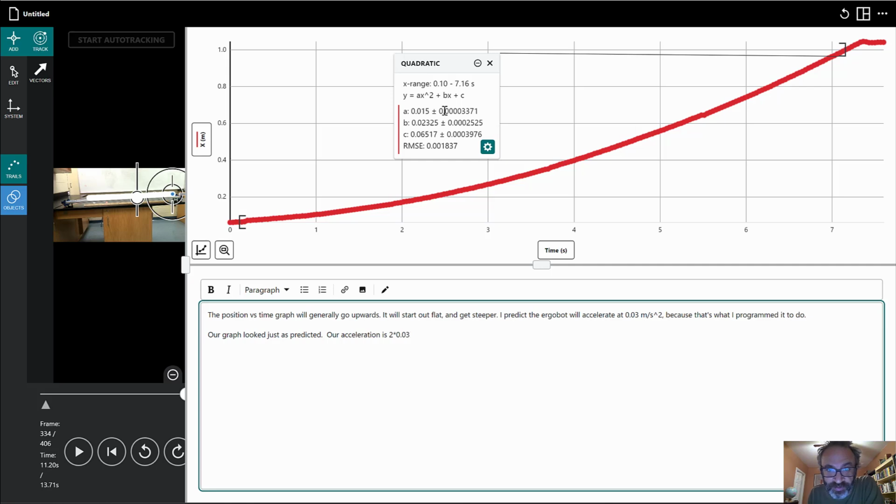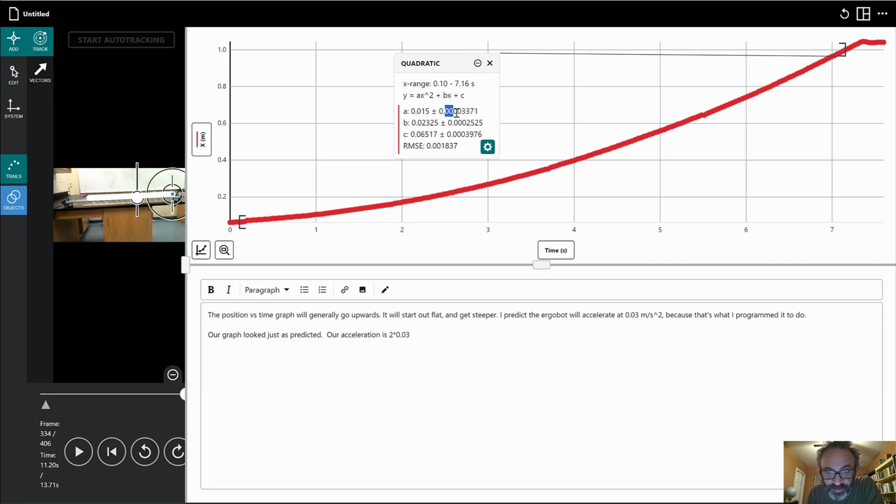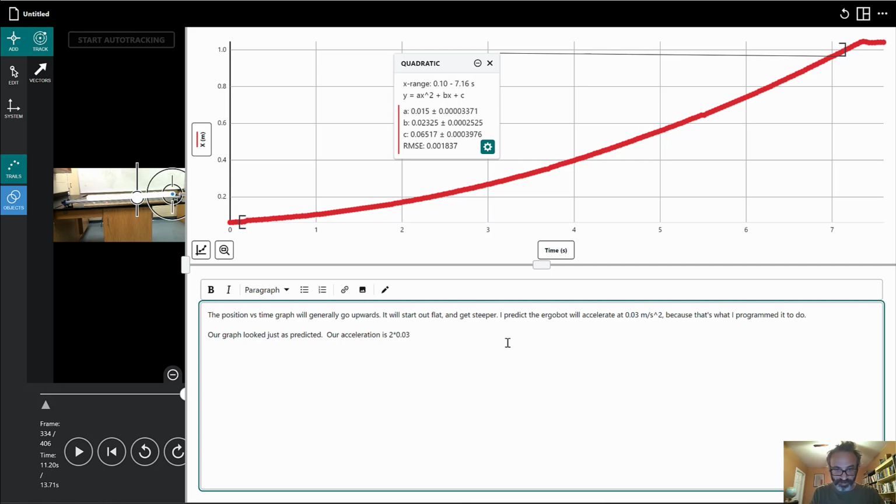And our uncertainty here, this is how many decimal points we are good to. So our uncertainty here is very small, right? This is plus or minus. So half of our acceleration is 0.015 plus or minus 0.000003371 meters per second squared. What that basically means is the number of decimal points here, you can just take the number of zeros after the decimal there. So 4 decimal points there. We don't even have 4 decimal points here. That means this is pretty spot on.